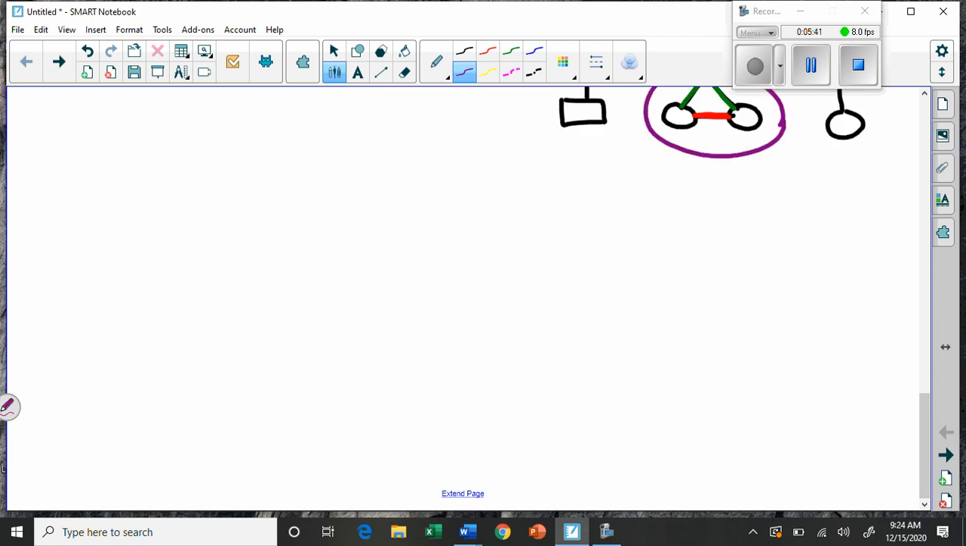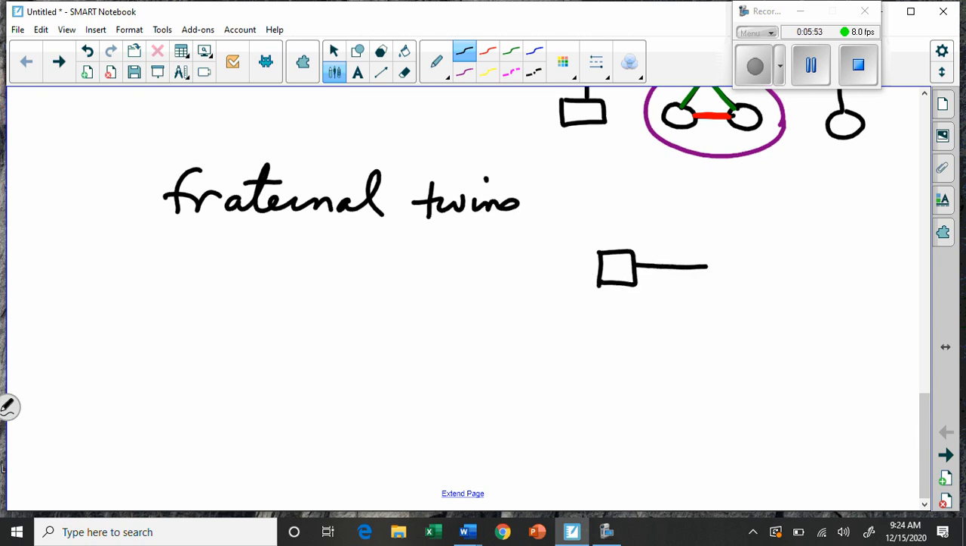Now, what about if they're not? What if they're fraternal twins? Fraternal twins are a little bit different. So you have a mom and a dad, and we have some babies here. And so maybe they have a set of twins. We would draw them like this. They still have the two.